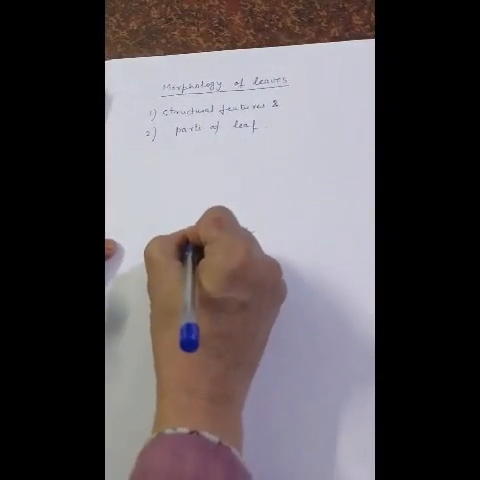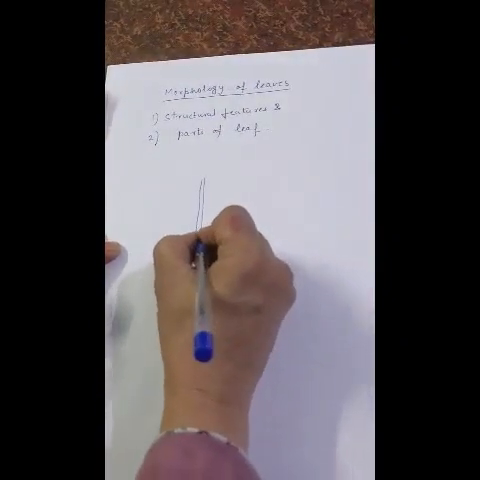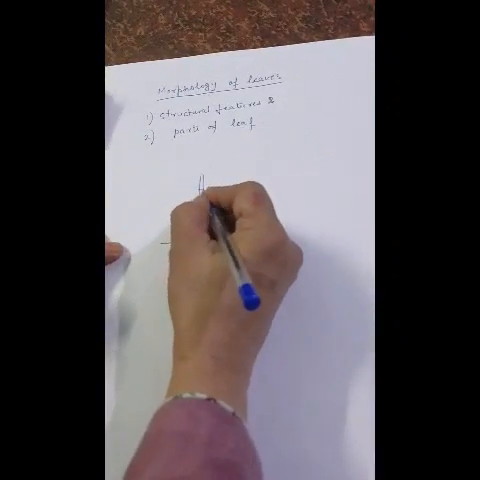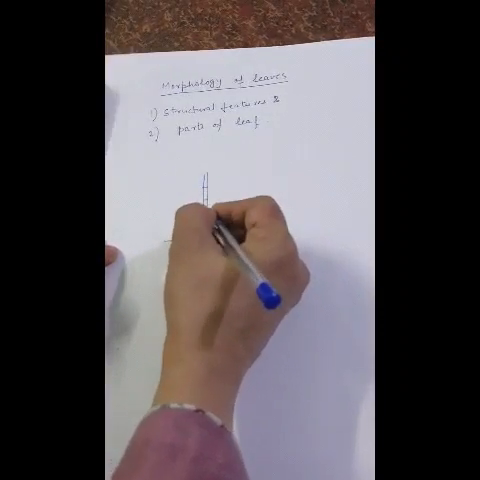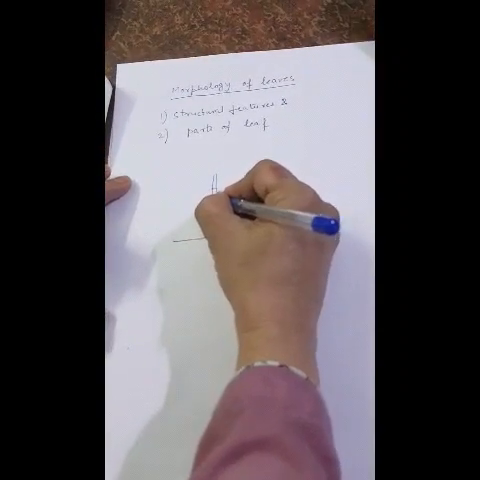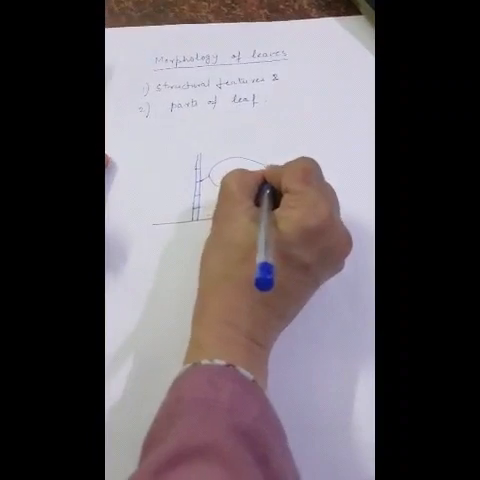Very rough sketch: stem, then node. Characteristic of a stem is it bears node. Distance between two nodes is internode. Leaf is connected at node.